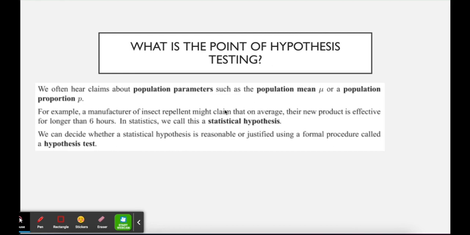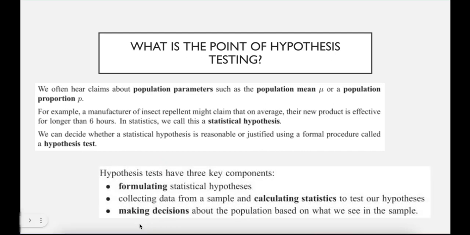Well, we often have claims, especially in advertisement, where we're told that a population is better than another one, right? So a manufacturer of insect repellent might claim that on average, their product is effective for longer than 6 hours. Well, this is a statistical hypothesis, right? And we want to decide whether the statistical hypothesis is reasonable or even justified. So in order to do that, we're going to conduct what's called hypothesis testing.